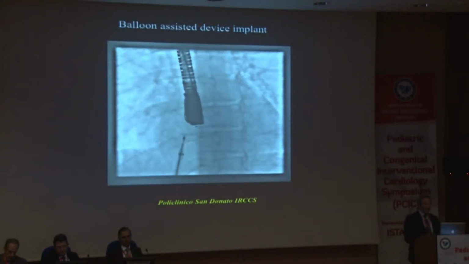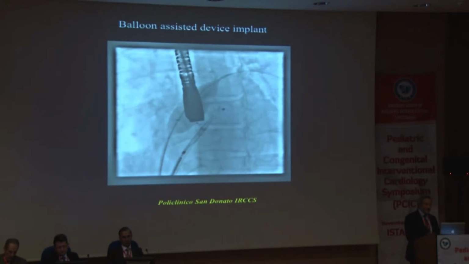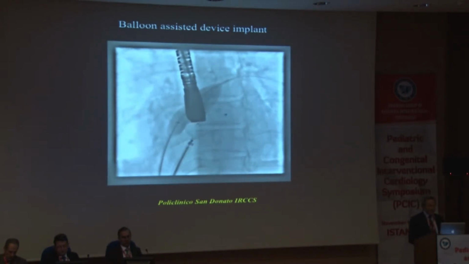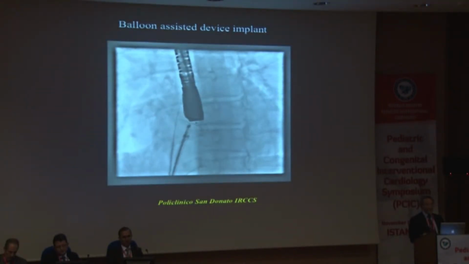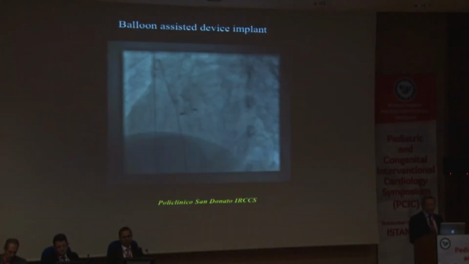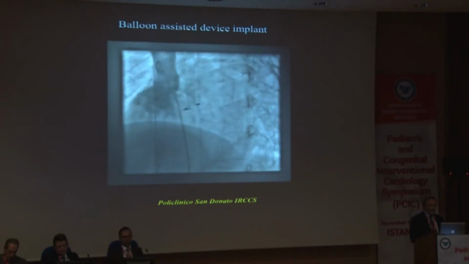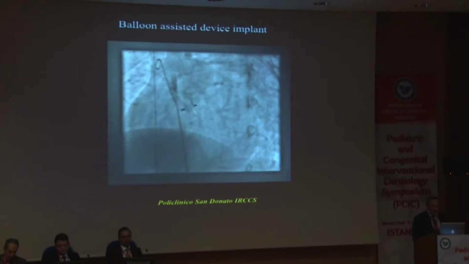Another possibility is the balloon-assisted device. This is slipping through another venous access. We inflate the balloon in the left atrium, holding the left disc in place while deploying the right disc, and eventually achieving a good position of the device. So there are several tricks.